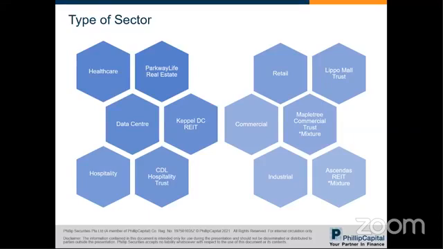For retail, we have Lippo Mall Trust and also Frasers Centrepoint. Next is commercial, Mapletree Commercial Trust. Then industrial, we have Ascendas REIT. We do take note that some of these REITs are not purely in one sector. Ascendas REIT is a mixture of industrial and commercial, and the same goes for Mapletree Commercial Trust.